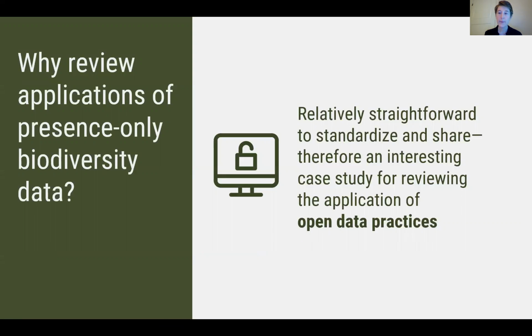And then lastly, presence-only data are interesting from an open science perspective, which is primarily what I'll focus on today. In a lot of ways, simple presence-only data are among the most straightforward to standardize and share with existing infrastructure and according to existing best practices. So they make a really nice case study to see how consistently data sharing practices are being adopted across a wide variety of users of this one particular data type.